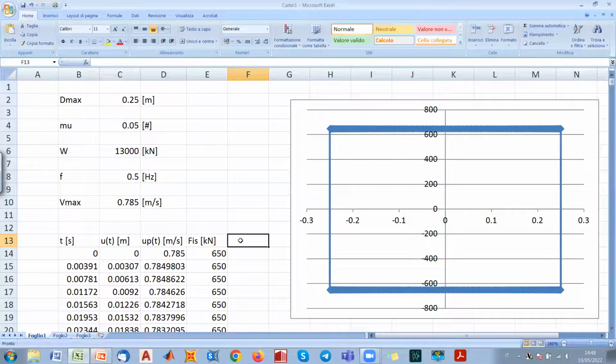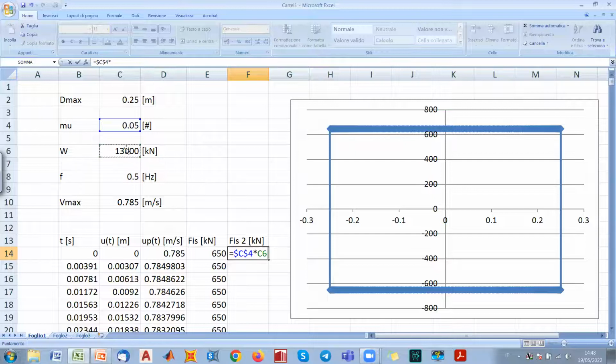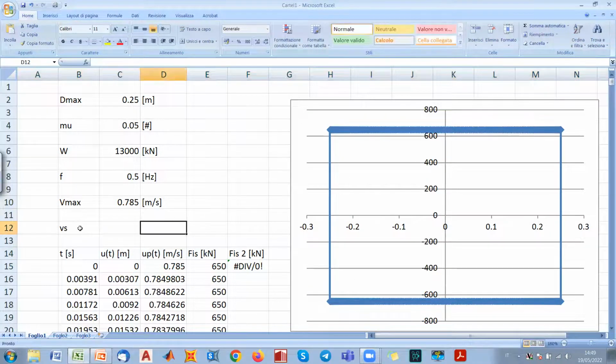We go back to Excel. So let's say F isolation 2, always in terms of kilonewtons. So we get the friction coefficient times structural weight times the hyperbolic tangent of velocity value divided by Vs, and I will put Vs here. Okay, so let's add a new line. So this is Vs, and let's set this number. Okay, so here obviously we have already the maximum force because we start from maximum velocity.